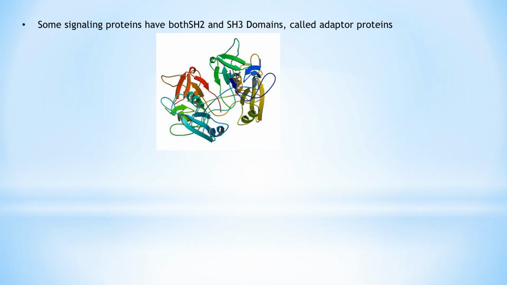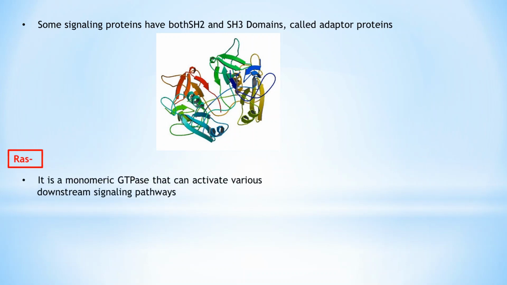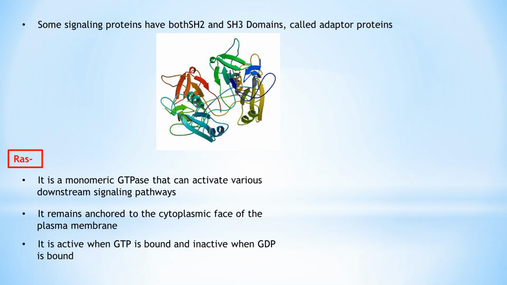Now coming to RAS. RAS is a monomeric GTPase that can activate various downstream signaling pathways. It acts as a signaling hub from where different downstream signalings can take place. RAS remains anchored to the cytoplasmic face of the plasma membrane and relays the signal through different proteins. RAS functions as a molecular switch, just like the G-alpha subunit of the G protein. RAS is active when GTP is bound and inactive when bound to GDP.